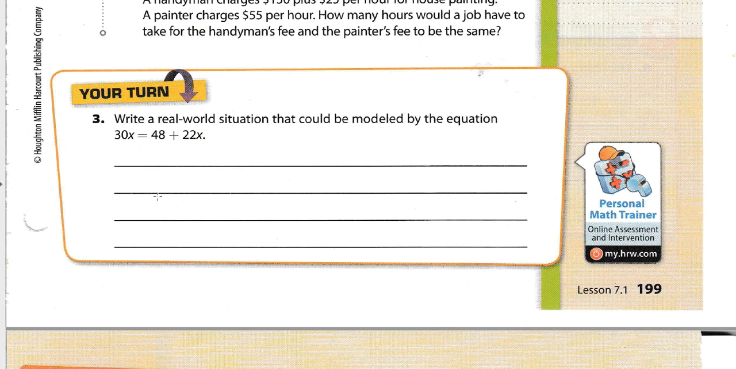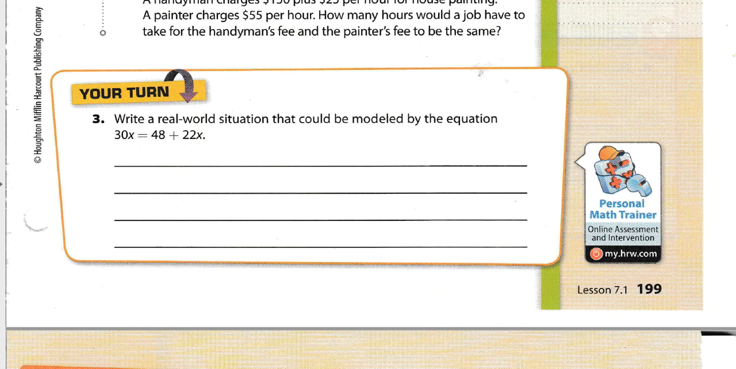Okay, what about this one right here? 30x equals 48 plus 22x. Okay, for number 3, we've got a new one we have to write a real-world situation for. So 30x equals 48 plus 22x. Okay, so again, on the left-hand side, we've got just a rate with no initial fee, or no initial value. On the right, we have an initial value plus some rate, and we want to know for how many items or how many hours or how many kids these two are going to be equal to each other.